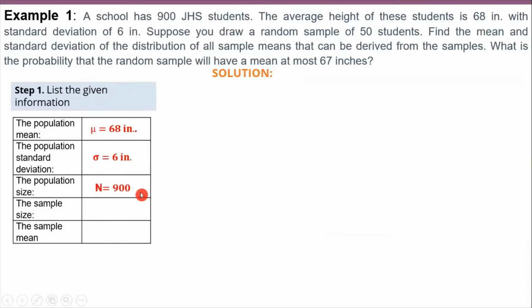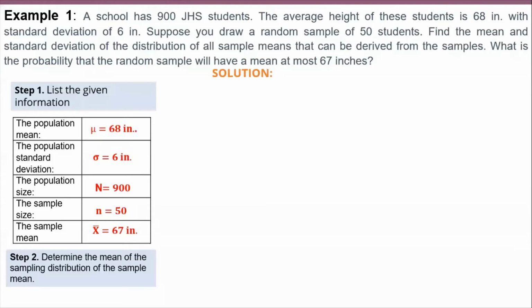The population size is given, which is 900 in that particular school. The sample size, we have a random sample of 50 students. And then the sample mean is 67 inches. So the second step is to determine the mean of the sampling distribution of the sample mean. So applying the first property, the mean of the sampling distribution of the sample mean is just equivalent to the population mean. Hence, it is just equal to 68.